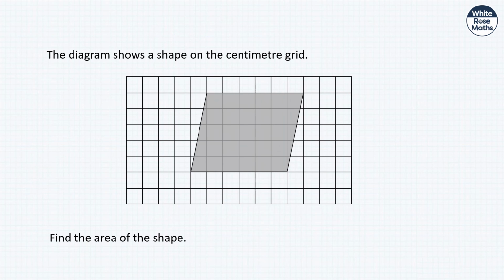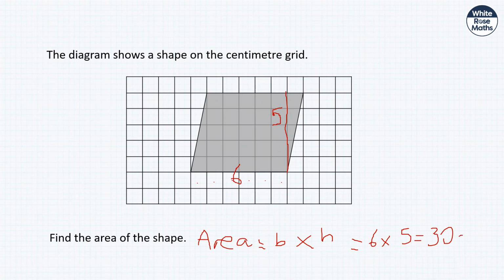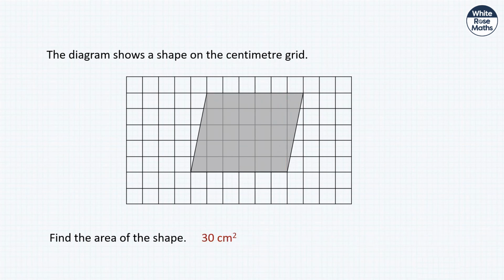So this is actually a parallelogram. It has 1, 2, 3, 4, 5, 6, so it's 6 across, guys, and we want the perpendicular height, so 1, 2, 3, 4, 5. The area of a parallelogram, guys, is just the base times the perpendicular height. Base times height, which is the perpendicular height, remember. So it's 6 times 5, which is equal to 30, and the units are centimeters squared because it says centimeter grid on there. So underline that if it helps you in the exam, guys.